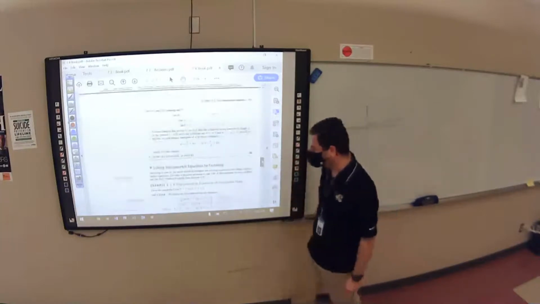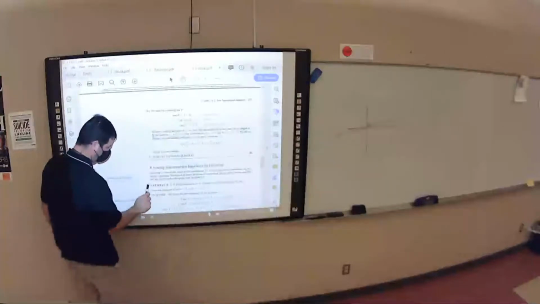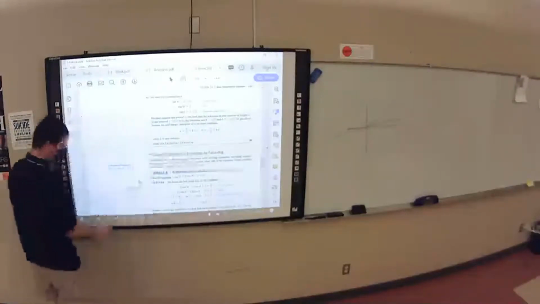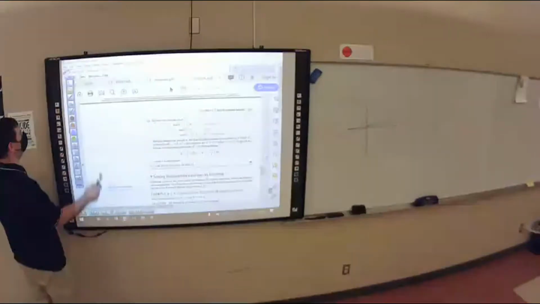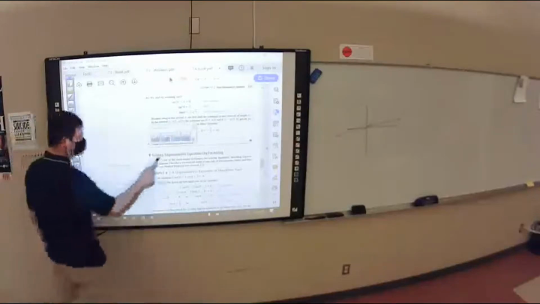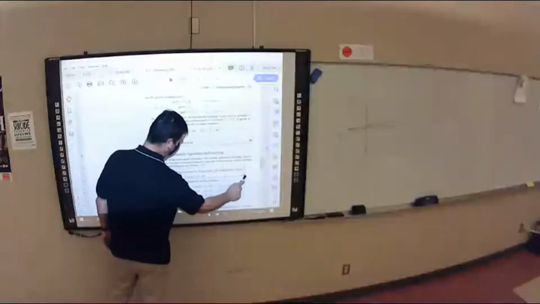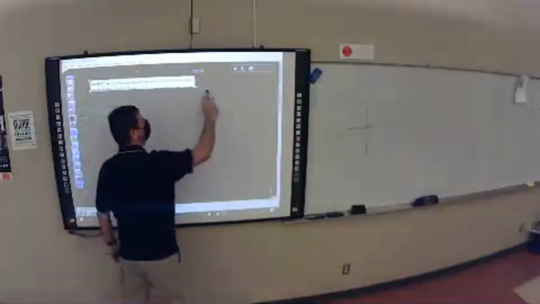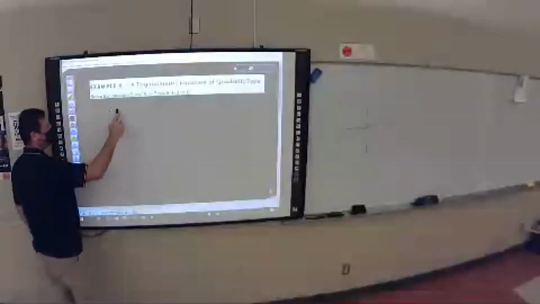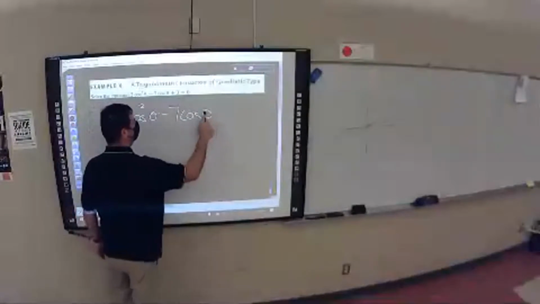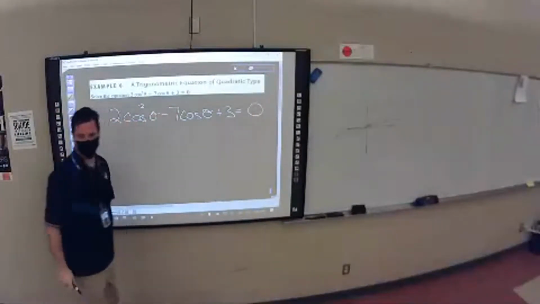Let's see if we can amp this up a little bit more. All right. 2 cosine squared minus 7 cosine plus 3. This is when the nerd math comes out of me. 2 cosine squared theta minus 7 cosine theta plus 3 equals 0.